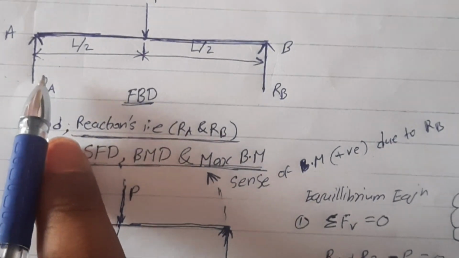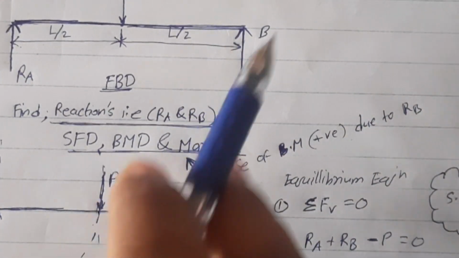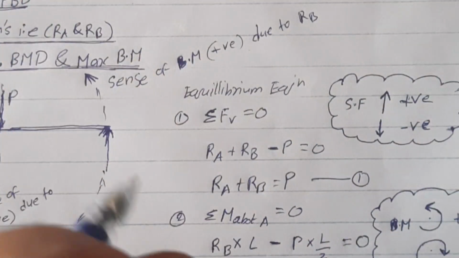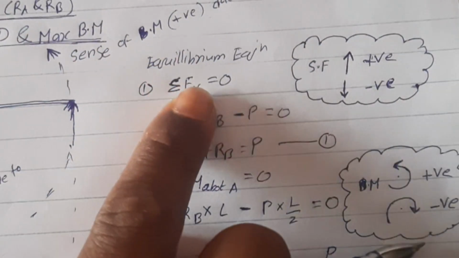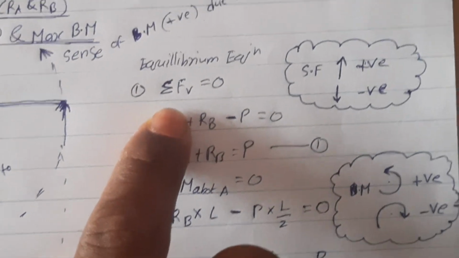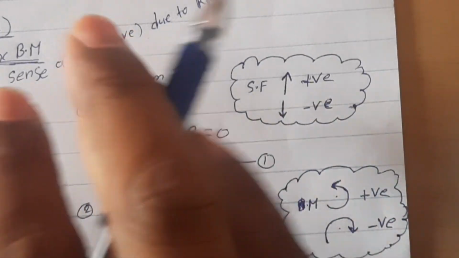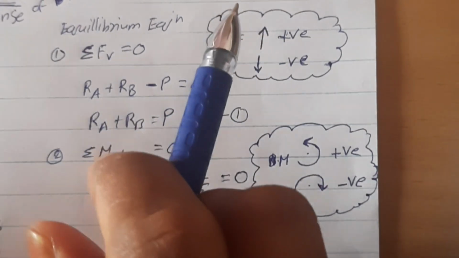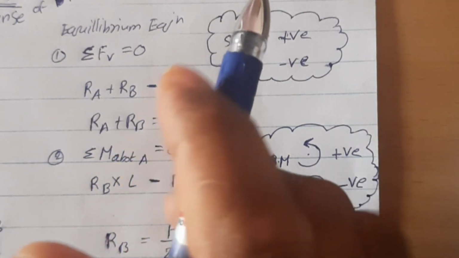Here there are two unknowns, Ra and Rb. So we need two equations to solve this problem. That means here we need the sum of vertical forces to be equal to 0. That means upward forces should be equal to the downward forces for an equilibrium system.